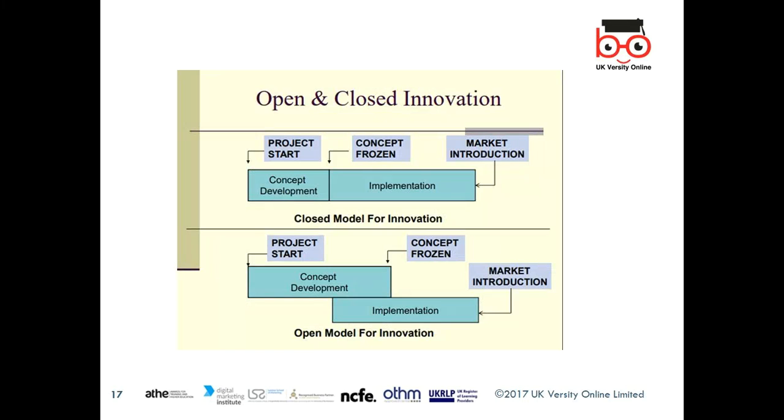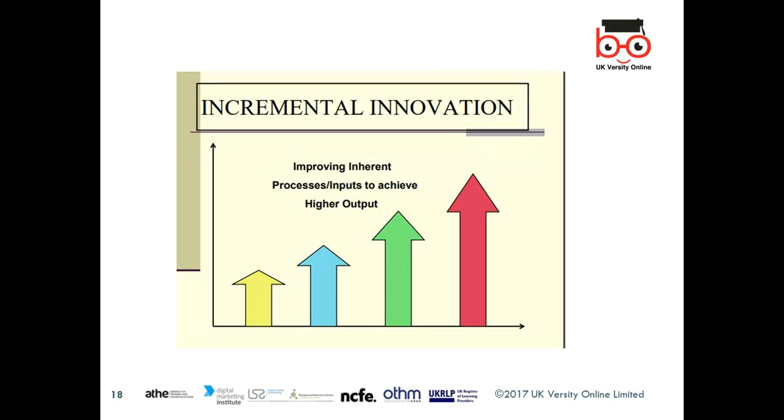Okay, next, open and closed innovation. Like some project starts with concept development. First we need to develop the concept, freeze it, then you try, and then you implement and market. A lot of people have a concept, but they're not going to implement it. The closed model for innovation: project, concept development, concept frozen. And then the open model and the closed model. You just try and test it. That's a huge incremental concept.